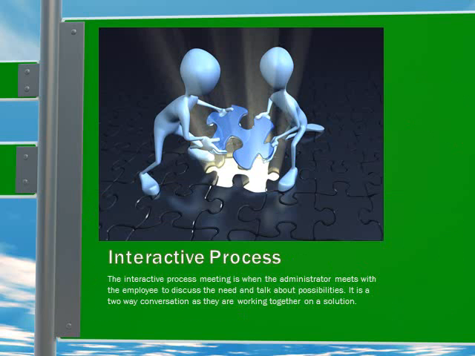Interactive process. The interactive process meeting is when the administrator meets with the employee to discuss the need and talk about possibilities. It is a two-way conversation as they are working together on a solution.